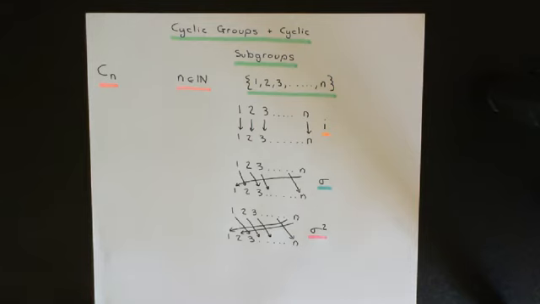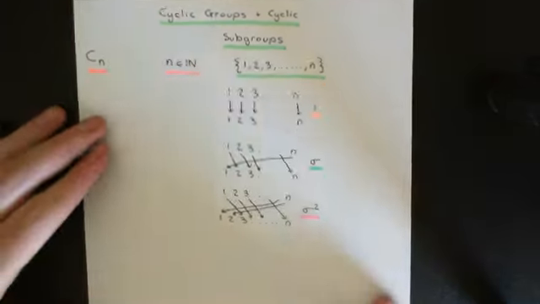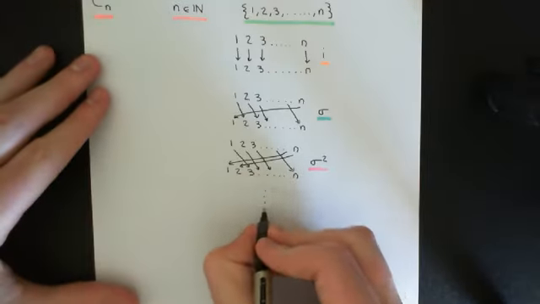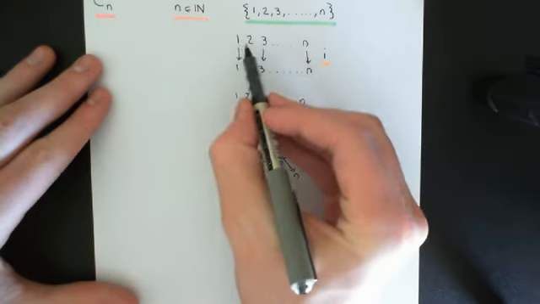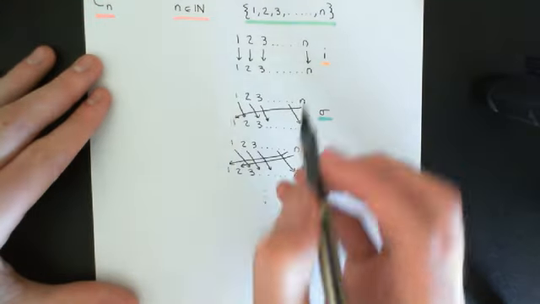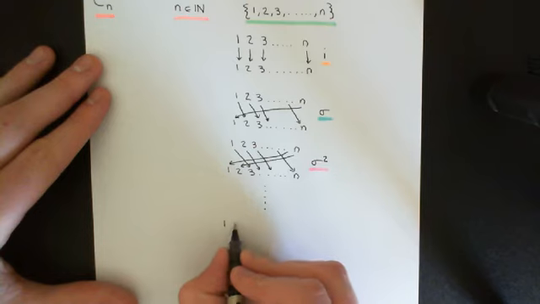There are more cyclic set permutations. We could move everything along by 3. We could move everything along by 4. We could go all the way on, so dot, dot, dot. We could go all the way down to where we've moved everything along by little n minus 1.